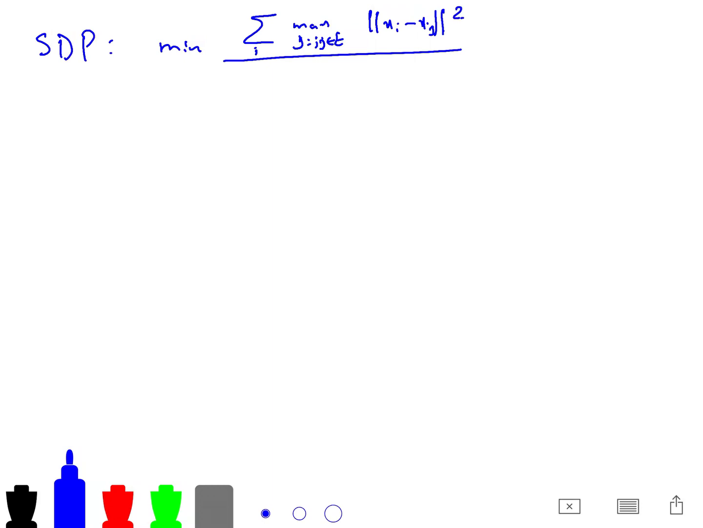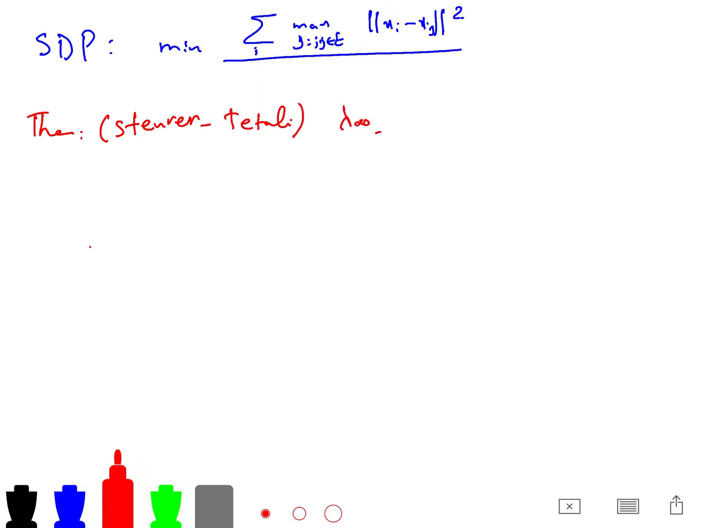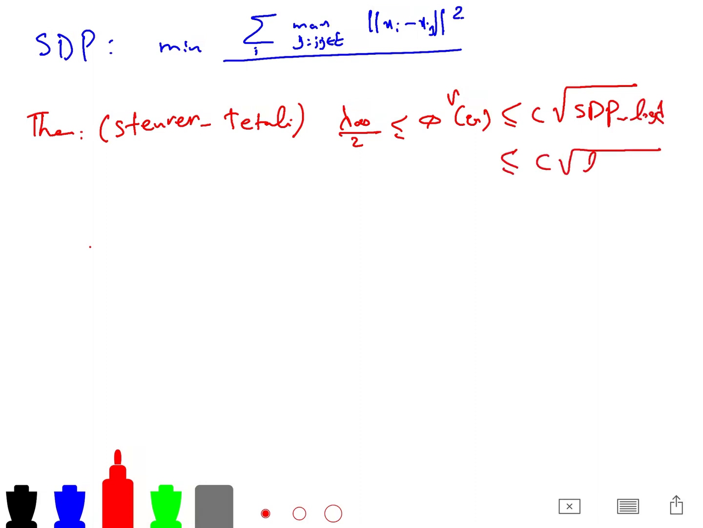In order to understand what you mean by nonlinear spectral clustering, those things, Hilbert space is so tangible. So a theorem from Louis, Raghavendra, Tetali and Vempala says that lambda infinity, phi of G, is less than C times SDP that we have calculated, and this is less than C lambda infinity square root of log D.